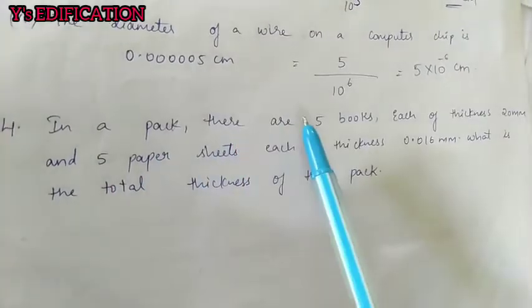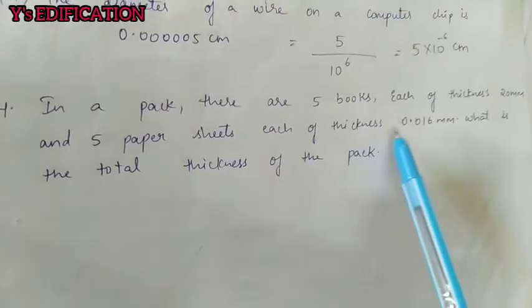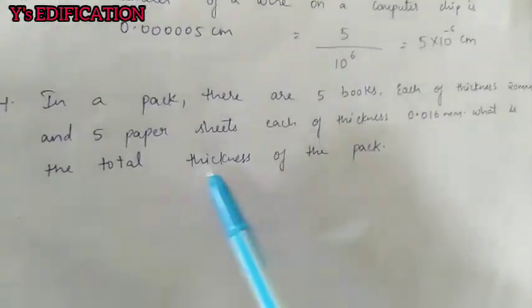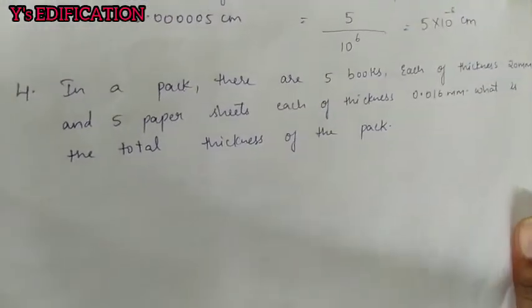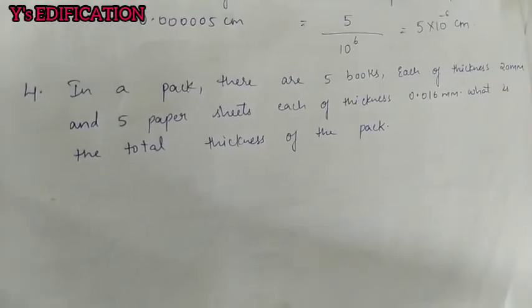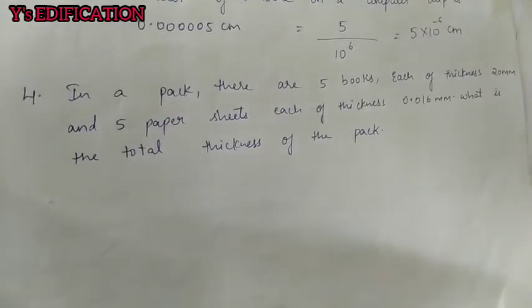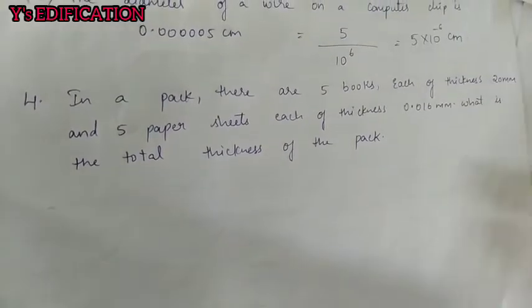In a pack, there are 5 books, each of thickness 20 mm and 5 paper sheets, each of thickness 0.016 mm. What is the total thickness of the pack? Okay. In a pack, there are 5 books and each book is 20 mm thickness and also 5 paper sheets and each paper is 0.016 mm. So they are asking what is the total thickness of the pack.